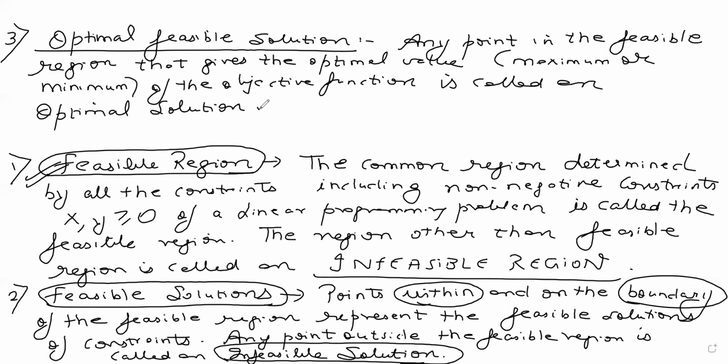Okay, so I'm revising. Any point which lies within the feasible region, and that point gives you either the maximum or the minimum of the objective function. That means that point is either maximizing or minimizing your objective function. Then that point is called the optimal solution. So among many feasible solutions, you have one optimal solution. Or you can even have two optimal solutions. One will be maxima, another will be minima.